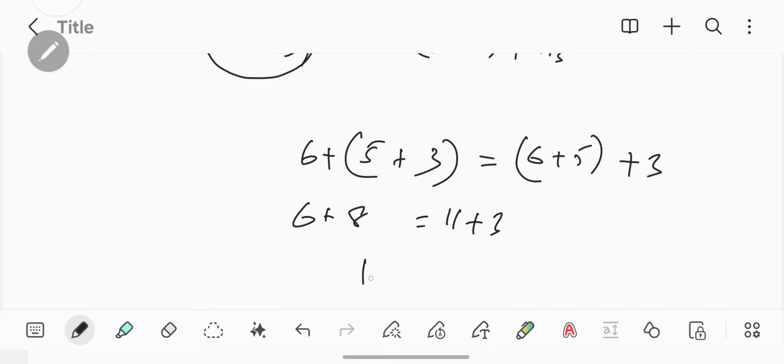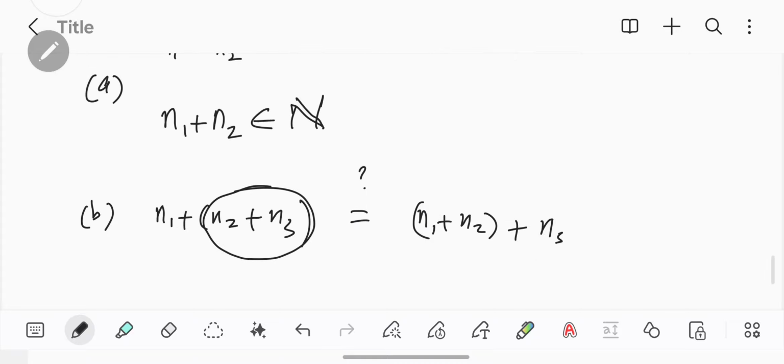Although these terms are different, if you add them, you will get the same answer. Look, here I have 14 and here I have 14. So both sides are the same. This is not only true for 6, 5 and 3, this is true for all natural numbers. So that means this is indeed true.